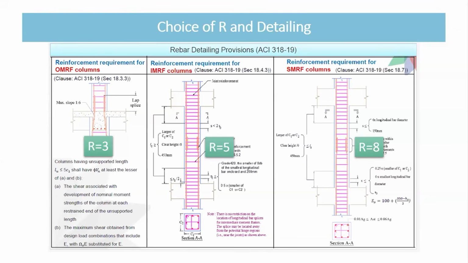So your base shear, or the shear or the moment, design moments will be very different, 2.5 times between 3 and 8. So this is a huge difference, and depending upon how we make the choice, the results will be very different. In fact, recently at AIT, we conducted research on comparing what is the impact of choosing different R or different detailing for a particular structure.